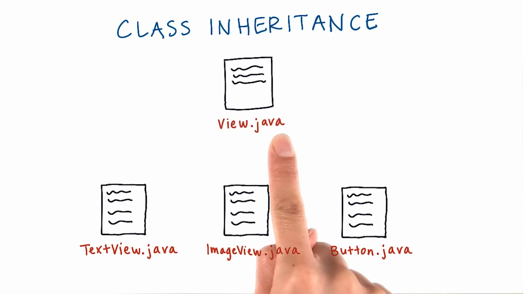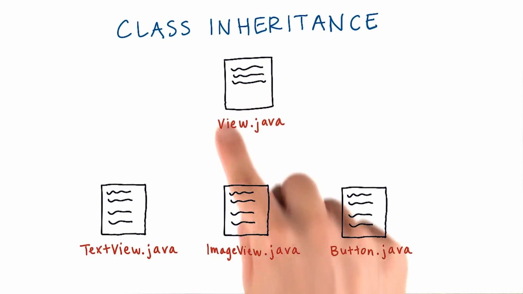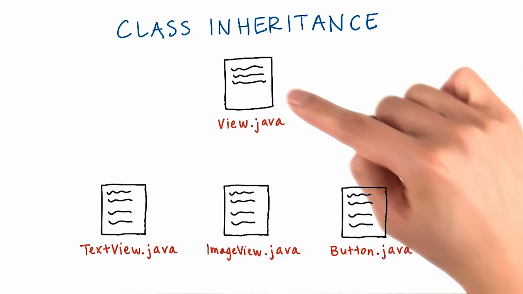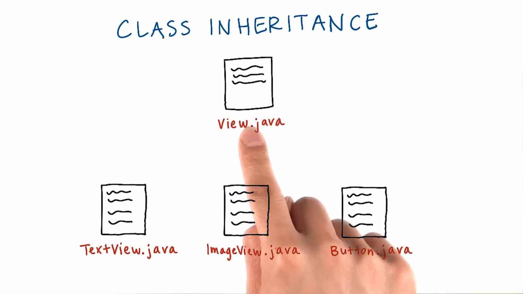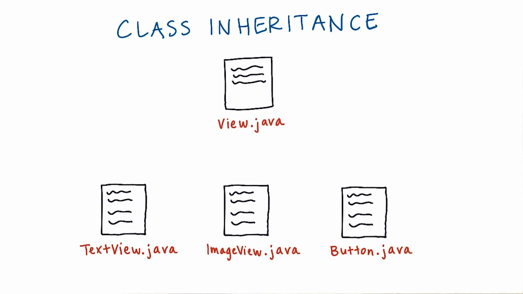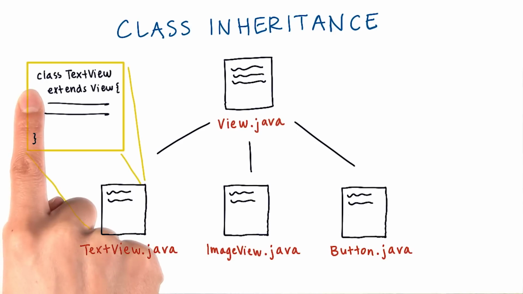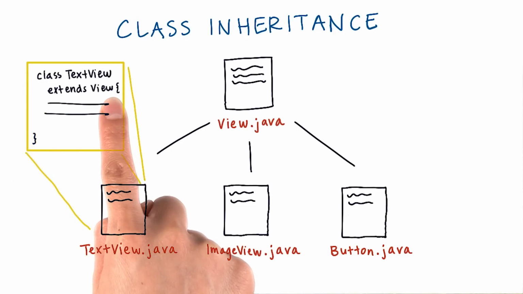We can create a view class. We can extract the common properties among all of these views and then put them inside this view class. That way, the code only has to be written once. But then how do we make the connection between the text view class and the view class? If you're thinking inheritance, you're correct. In the TextView Java file, we're going to define the TextView class. That way, we'll inherit all the state and the methods from the view class.